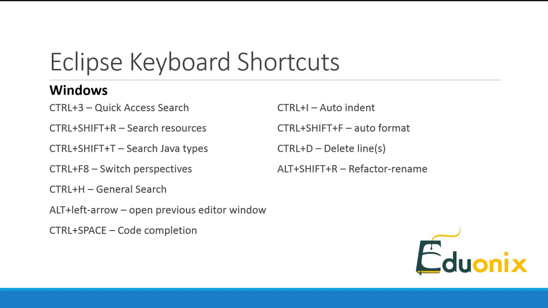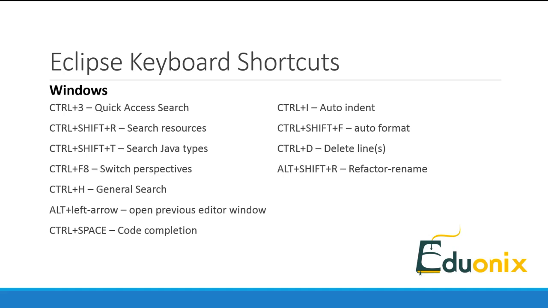In a specific perspective, with code editor views, we can return to a previous code editor view by using the Alt and left arrow key combination. To activate code completion suggestions in Eclipse, we use the Control and Space key combination.